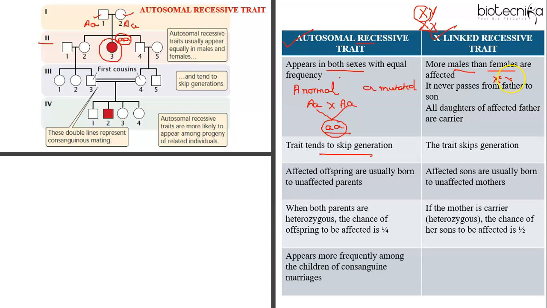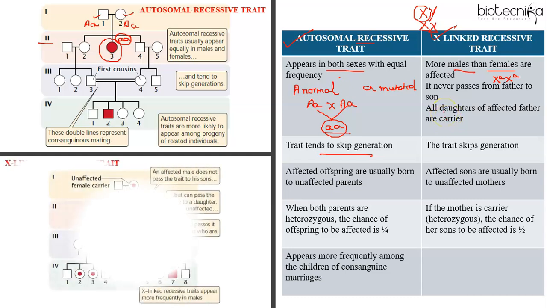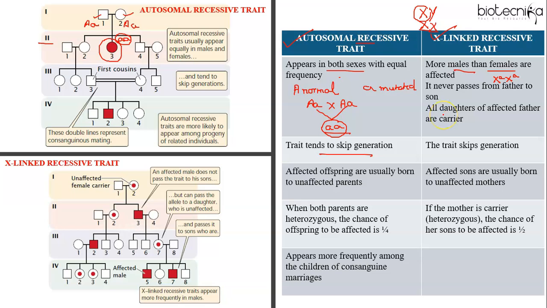And females, as mentioned earlier, must inherit two copies of the allele, one from each parent, to be affected. So let's say this is the X chromosome with the altered copy of the gene. Also, as a male inherits the X chromosome from his mother, affected males are usually born to unaffected mothers who carry an allele for the trait. As you can see here, this is the unaffected female carrier. As we know, a female has two X chromosomes, so that means she will have one X chromosome with the mutated gene.